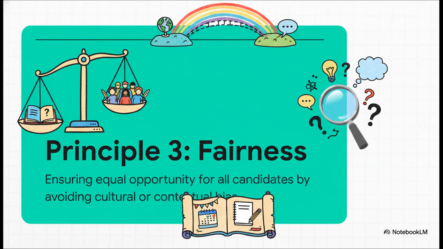So your test can be valid and reliable, but is it fair? This is our third principle, and it's really the ethical heart of the whole thing. It means making sure that nobody is at a disadvantage just because of their background. For example, if a writing topic is about a specific holiday that only some people celebrate, it's not a fair test of writing, it's become a test of their cultural knowledge. And that's a huge problem.